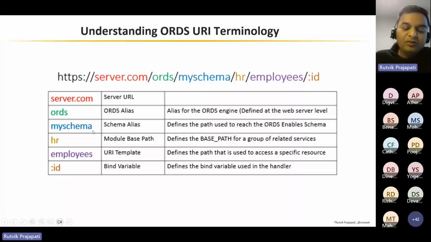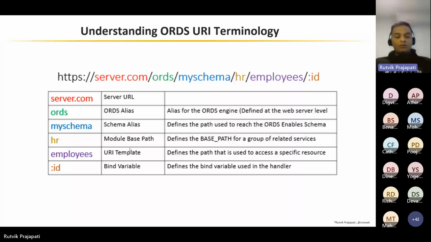So my schema. As I told you, on the top we have the schema. So first we need to provide the schema alias. We need to register that schema with ORDS, and at that time we have to provide the schema alias. After the schema alias, we need to create the module, and the module base path we need to provide appears here in the URI. And after the module, we need to provide the template URI. And if our web service has a bind variable, then we can also append that in our URI like this.